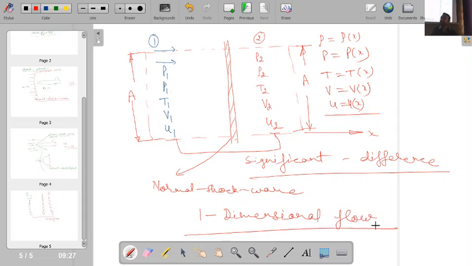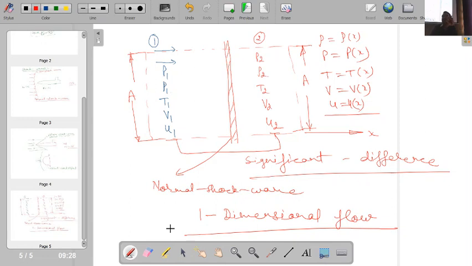Is this point clear? What I am saying is that inviscid we are automatically considering from our earlier lectures. Then I have the presence of a normal shock wave in a flow field, and the area of the flow field before and after the shock wave remains the same. So if the area is not changing, properties only vary along the x direction, a single coordinate. Then I can say this is a one dimensional flow.